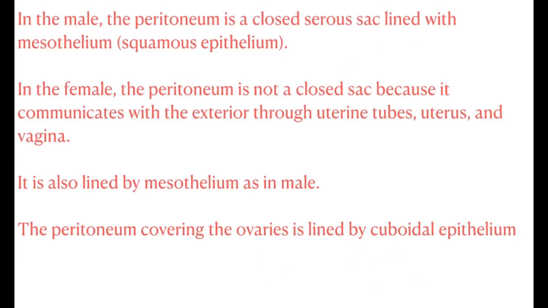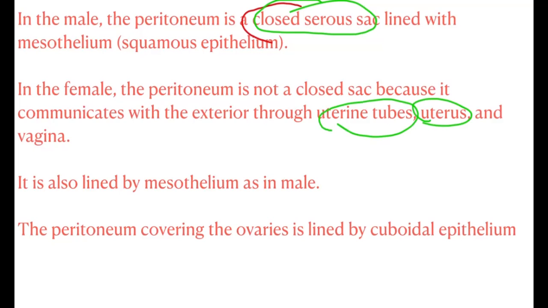In the male, peritoneum is a closed serous sac. You have to remember this. But in the female, peritoneum is not a closed sac because it communicates with the exterior through the uterine tubes, uterus, and vagina. We'll see that.